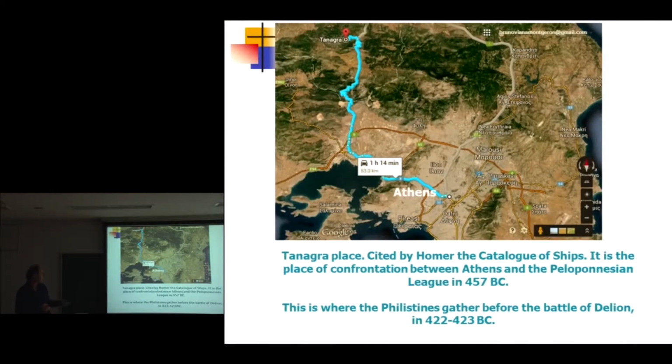So what's happened? Okay, Tanagra place first, very famous, cited by Homer, the place of confrontation between Athens and the Peloponnese at 457 before Christ. This is where the Philistines gathered before the Battle of Delion at this place. So it was a famous place here, and it was a historically important place in old Athens.